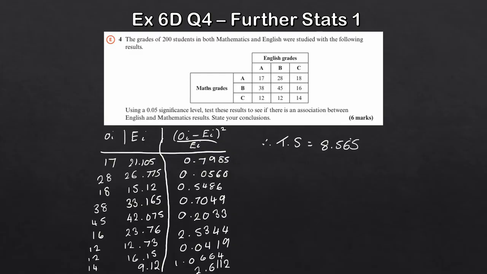So now we need to work out the degrees of freedom. Remember, it's the number of rows minus 1 times the number of columns minus 1. It's 3 by 3, so it's 3 minus 1 times 3 minus 1, so 2 squared essentially, giving us 4 degrees of freedom. Now all you've got to work out is your chi-squared value.